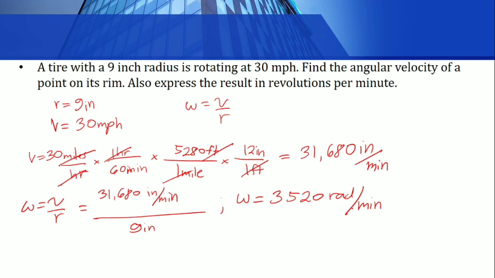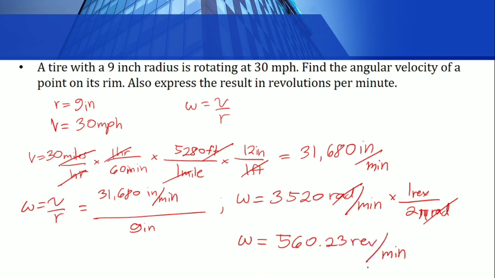So, 1 revolution is equivalent to 2 pi radians. So, times 1 rev over 2 pi radians. So, cancel yung radians natin. Cancel yung radians. So, angular velocity will be equal to 560.23 revolution per minute. So, ito yung magiging sagot natin.